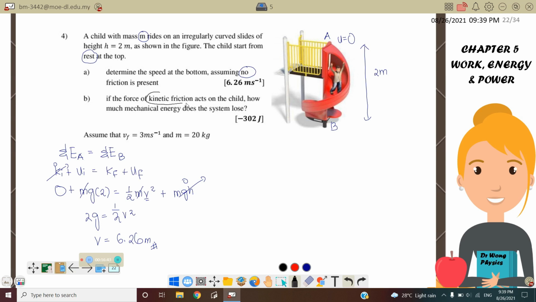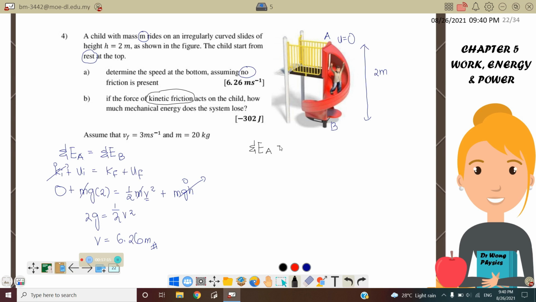Okay, next one is if the force of kinetic friction is present. So now we need to consider the kinetic frictional force, where we need to overcome the frictional force, meaning that there is an energy loss due to the friction. How much mechanical energy does the system lose, meaning what is the work done that we need to do to overcome the frictional force. So we need to find the work done.